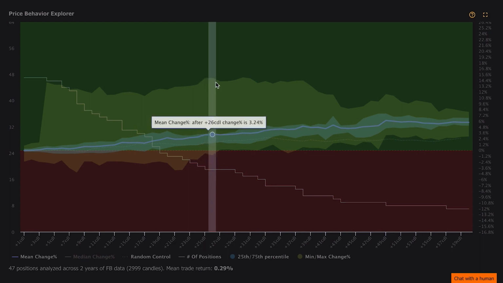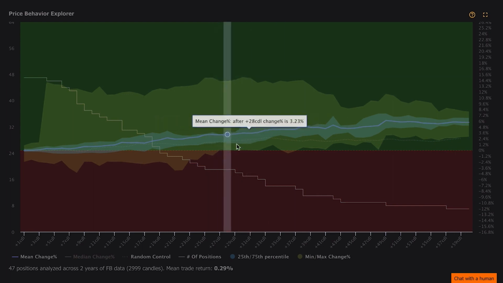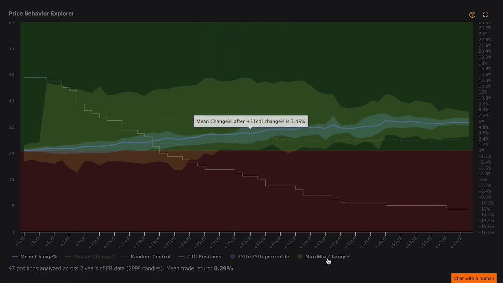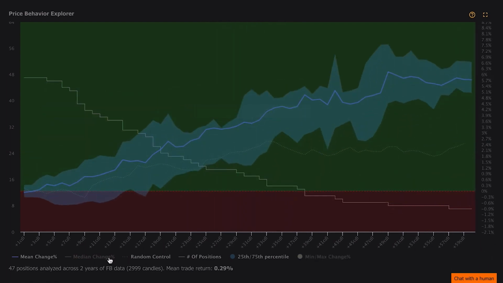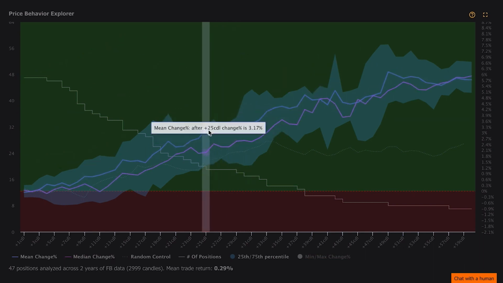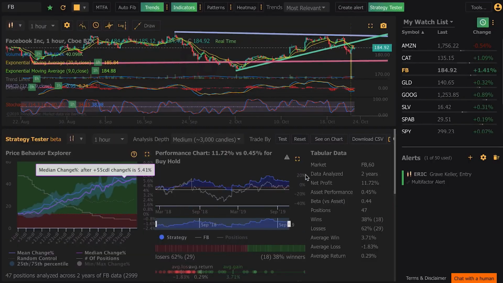So we had a trade netting us all the way up here at 15% almost, and then we had some trades down here almost negative as well. So that's a better way to look at it, to see the full range of your trades. Another good way to look at it is the median change. You can see here our median change is a little bit lower than our mean change, right? So that is the price behavior explorer.